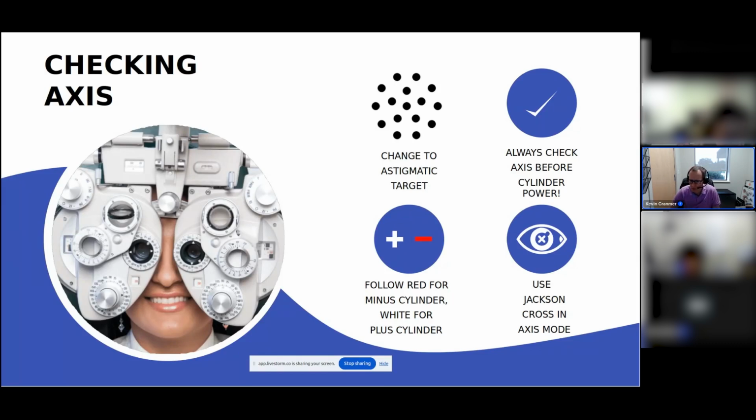When you're checking the axis, you have to use the Jackson Cross lens in axis mode. I'm going to go over the Jackson Cross lens, but there are different practices that do things different ways. Some practices, I have heard, don't check astigmatism beyond what the autorefractor gives them. I think you really do a service to your patients if you know how to use the Jackson Cross. It's incredibly accurate in terms of getting really good refractions and great glasses for your patients, making their vision as clear as possible. It's a remarkable way of checking astigmatism.